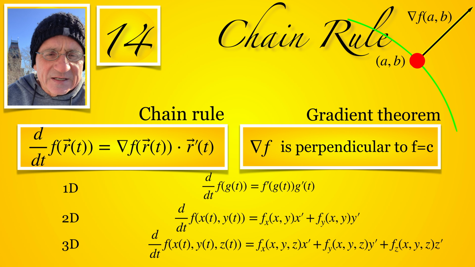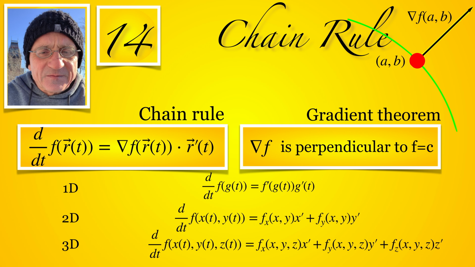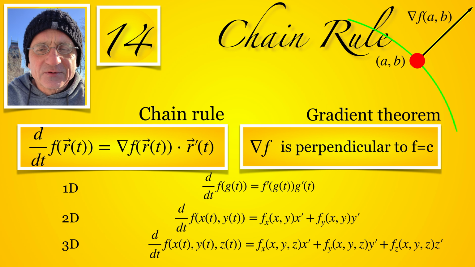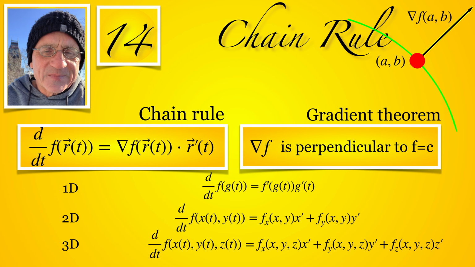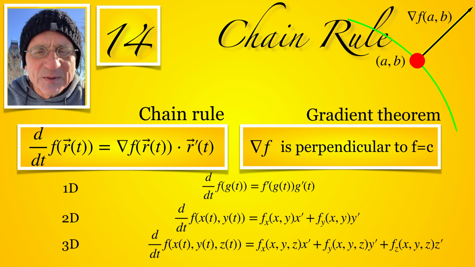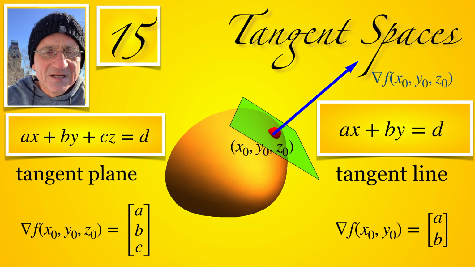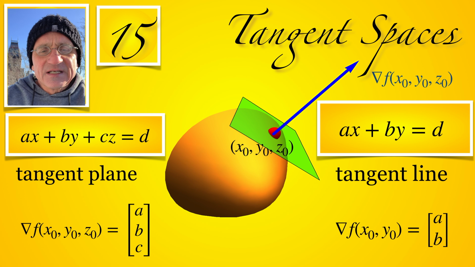If you use the gradient vector for the derivative of the function and the velocity vector for the derivative of a curve, the multivariable chain rule looks the same as in one dimension. The consequence is the fact that the gradient is perpendicular to the level curve or level surface of a function. To get the equation for a tangent line or tangent plane, we use the gradient vector to get the coefficients. The constant d can then be obtained by plugging in the point (x0, y0).